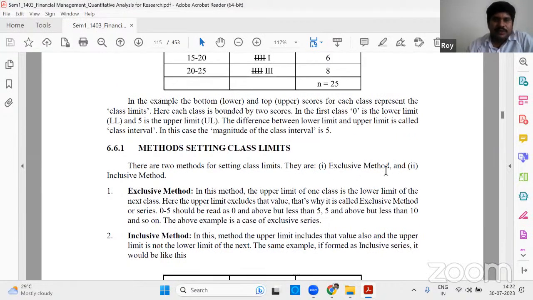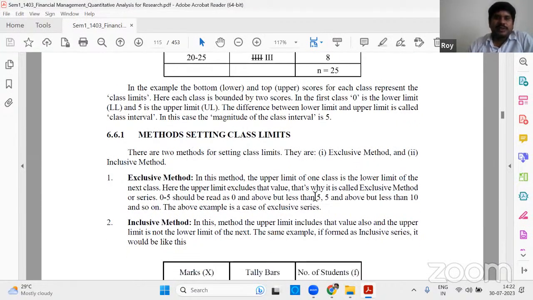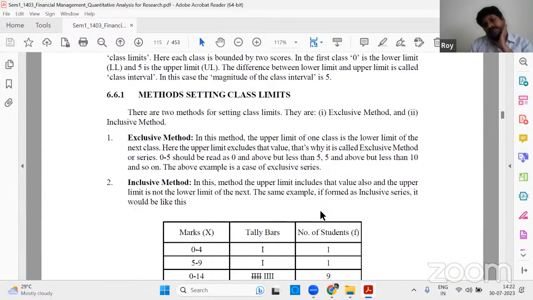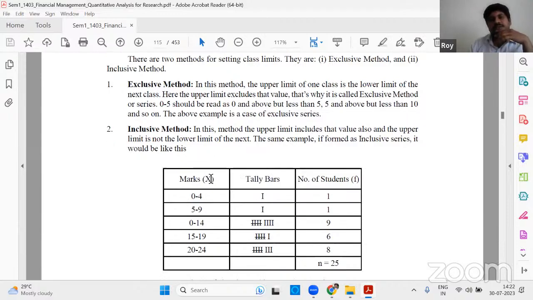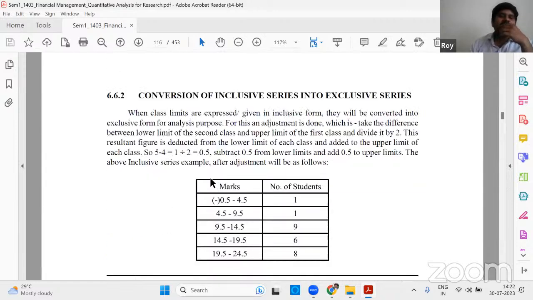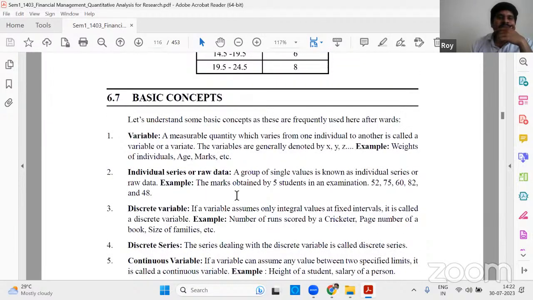Right, even the class setting we can do by the exclusive method and the inclusive method. Exclusive method means 0 to 5, right? 0 and above, but less than 5. And above, but less than 10. So the example is a case of an exclusive series. Should be between 0 and 5, not including 5, meaning marks 0 to 4. 1 student, 1 student. This is called the inclusive method. Conversion of inclusive series into exclusive series. This is what you can also write like this.